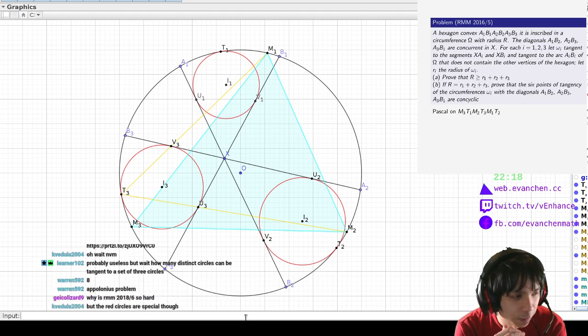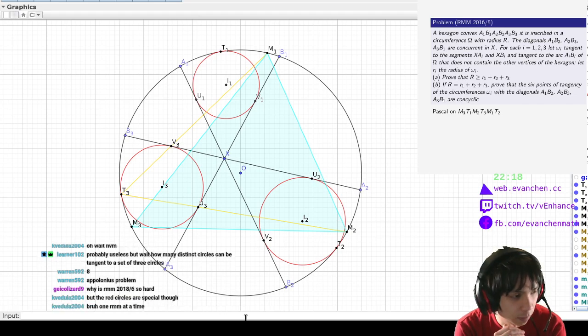The red circles are special though? How are they special? How many distinct circles can be tangent to a set of 3 circles? I'm pretty sure the answer is 2, which is why I'm saying this. There's 1 internal and 1 external.